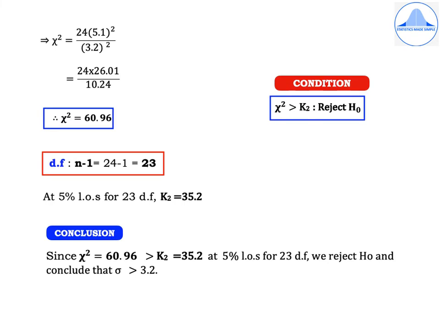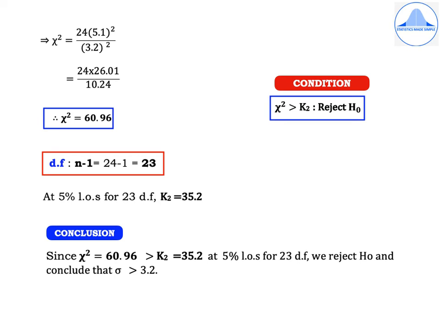So we get chi-square equal to 24 into 5.1 square divided by 3.2 square, which is equal to 24 into 26.01 divided by 10.24. Therefore, chi-square is equal to 60.96. The condition which is used for a right-tailed test is you check if chi-square is greater than k2.